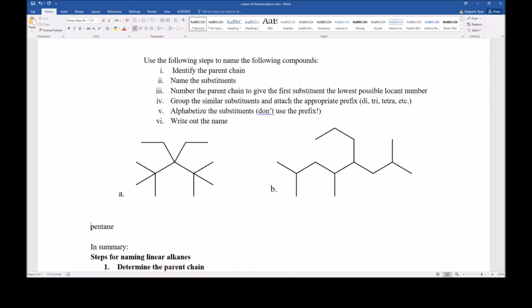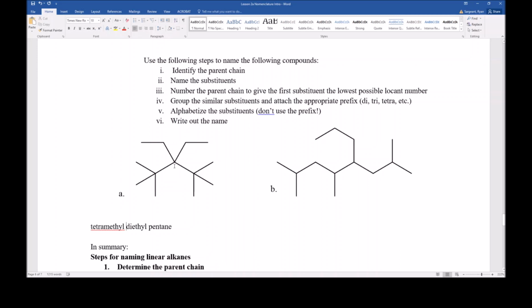Coming off of the pentane, I have methyl groups. So I have 4 of them, tetramethyl, and I have 2 ethyls, so diethyl. So now I've kind of assembled my pieces. I've identified the parent chain, I've named the substituents, and I skipped ahead here and grouped similar substituents. If it's a tetramethyl, then that means there are 4 of them, and I'm going to need 4 numbers out here in front. If it's a diethyl, that means there's 2 of them, so I'm going to need 2 numbers out here in front.